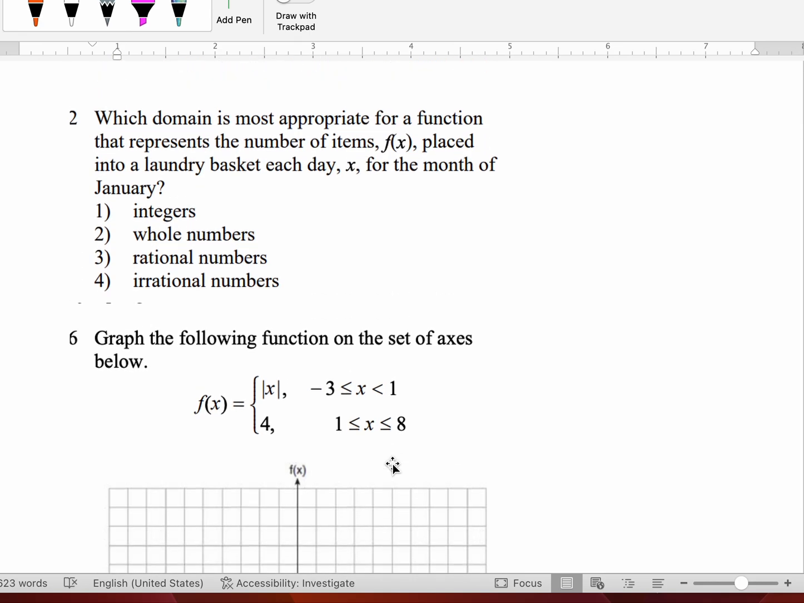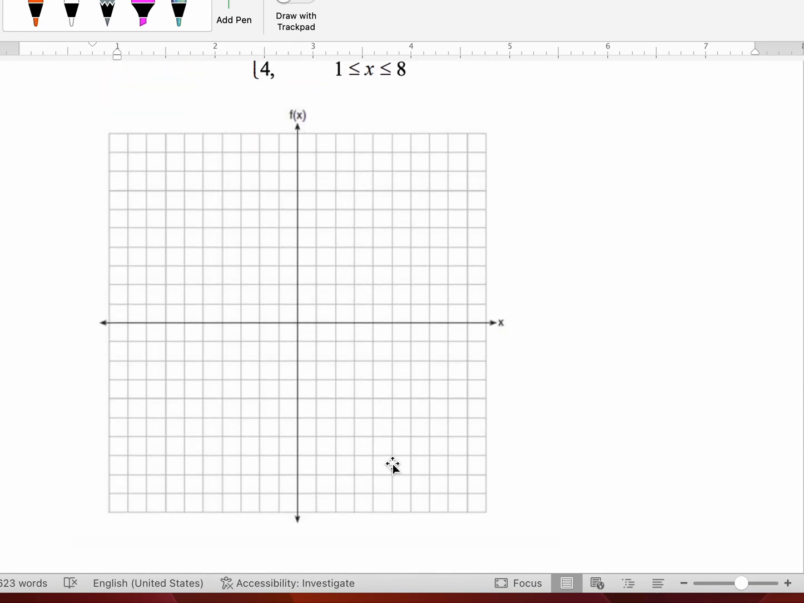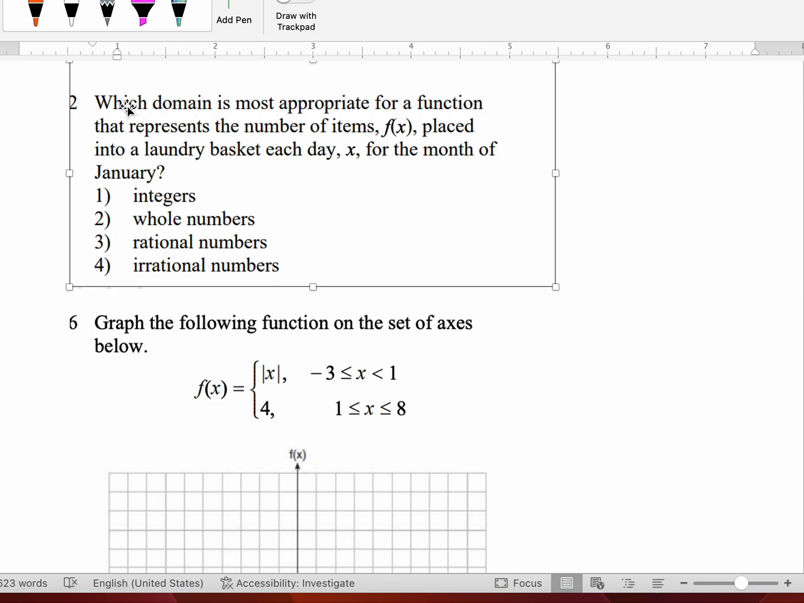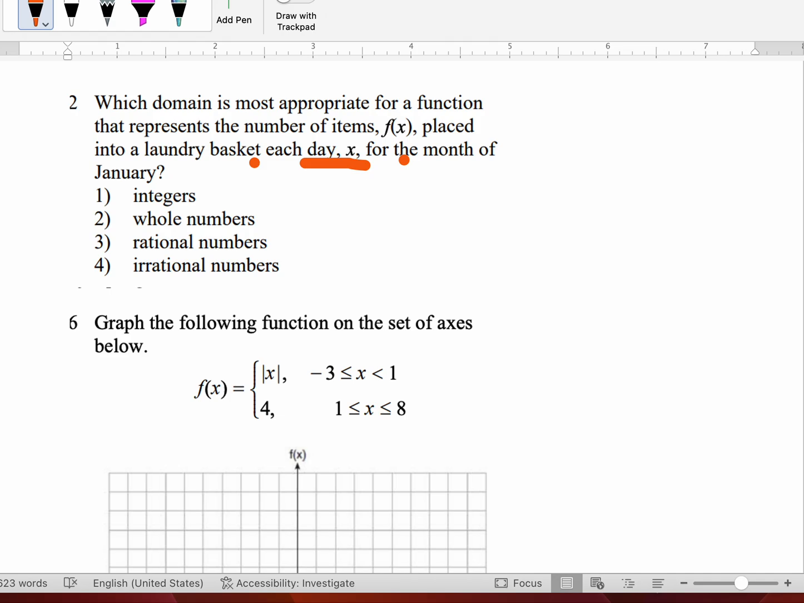Questions on your exam. One will be multiple choice and one will be a graphing question of a piecewise function. So this question is, which is most appropriate for a function that represents the number of items f of x placed into a laundry basket each day x, for the month of January.